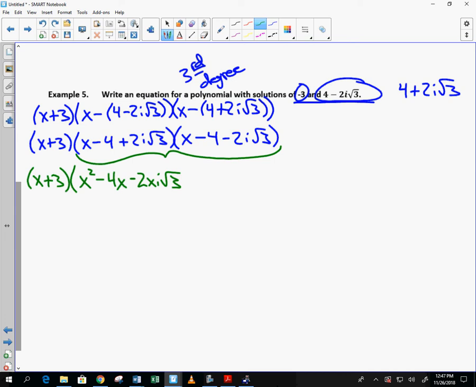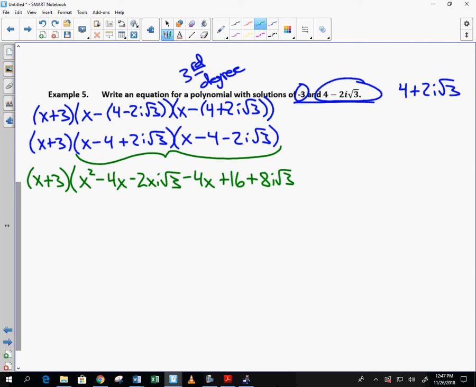Okay, well, that wasn't too bad. We move on to the negative 4 now. Negative 4 times x is negative 4x. Negative 4 times negative 4 is positive 16. And negative 4 times negative 2i roots of 3 is positive 8i roots of 3. Pretty disgusting yet, right? Okay, let's hope something works out in this last set here.